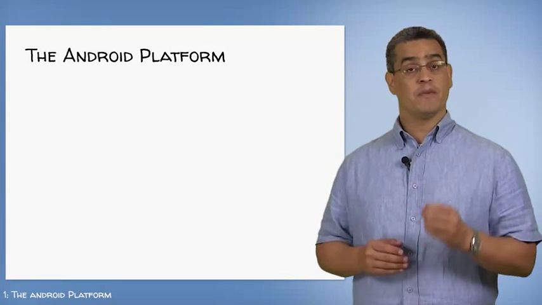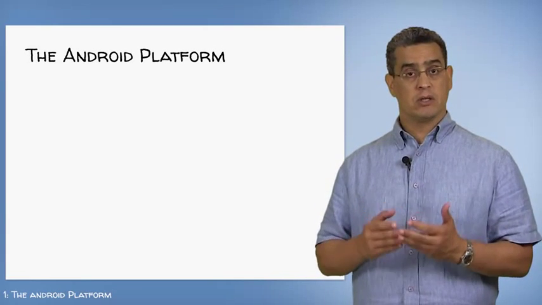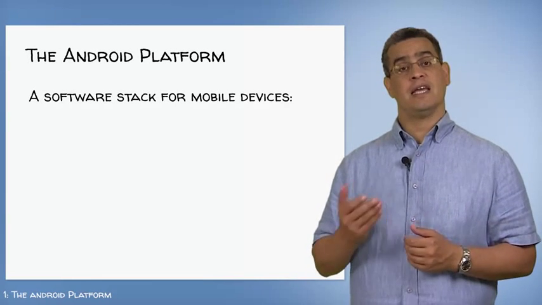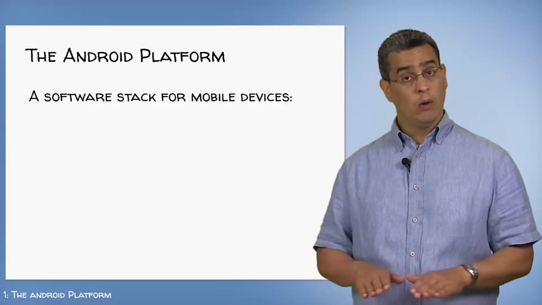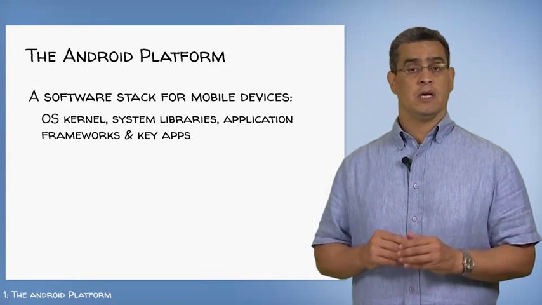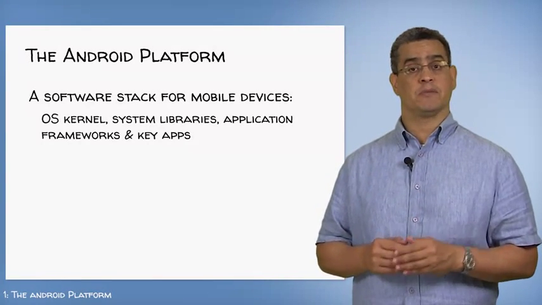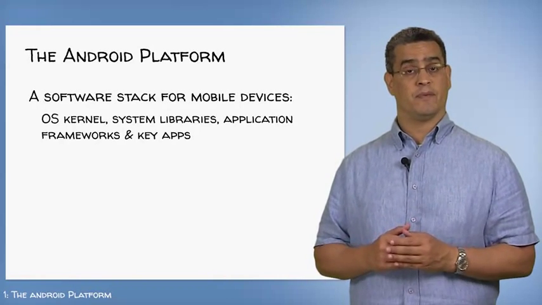The Android platform is a software stack, and it was designed primarily, but not exclusively, to support mobile devices such as phones and tablets. And this stack has several layers, going all the way from low-level operating system services that manage the device itself up to sample applications, things like the phone dialer, the contacts database, and a web browser.